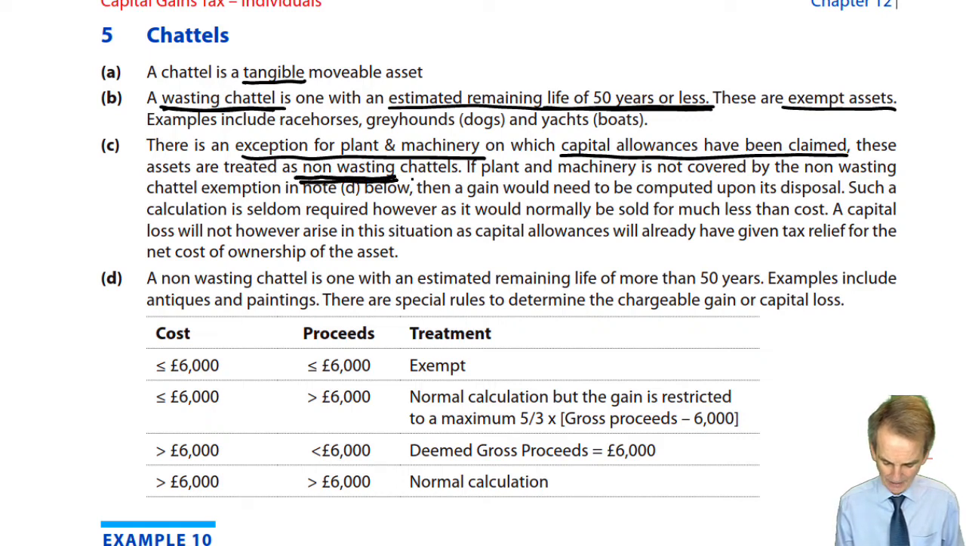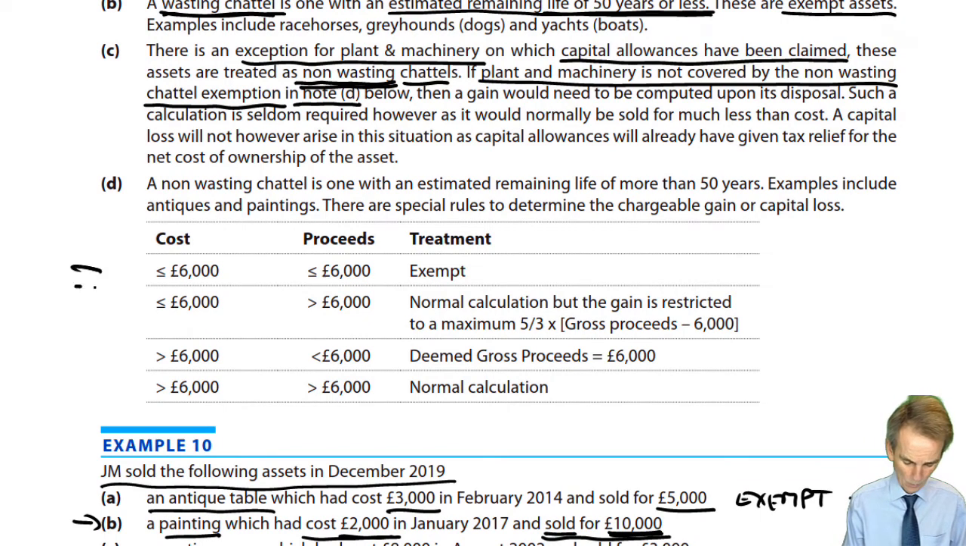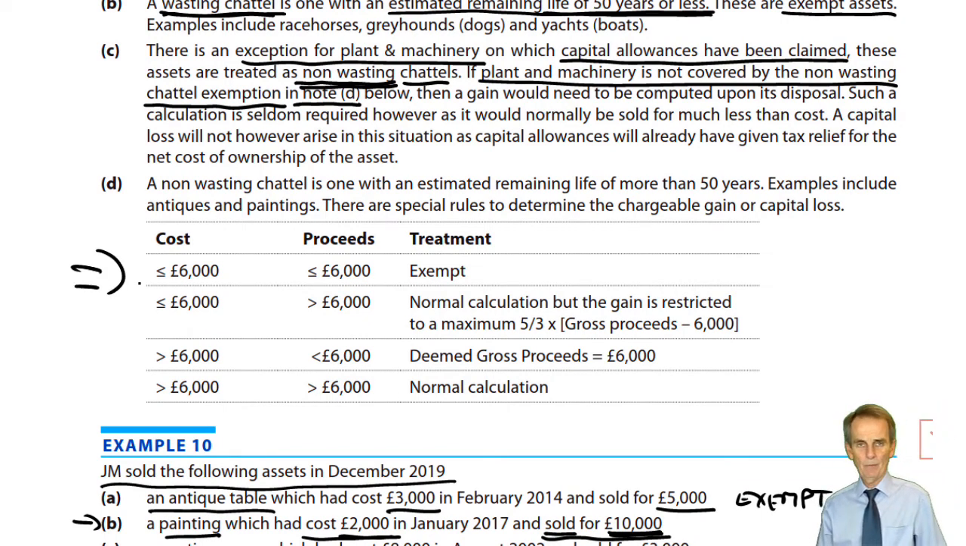non-wasting chattels. So, if plant and machinery is not covered by the non-wasting chattel exemption in note D below, remind ourselves what that was. If you bought an item of plant for 3,000 and sold it for 5,000, each of those figures is less than the 6,000 chattel exemption limit, so that would make it exempt. More likely, I buy it for 5, it's now worth 3. That is exempt. So if the figures of cost and proceeds again are less than 6,000, the chattel exemption rule applies.